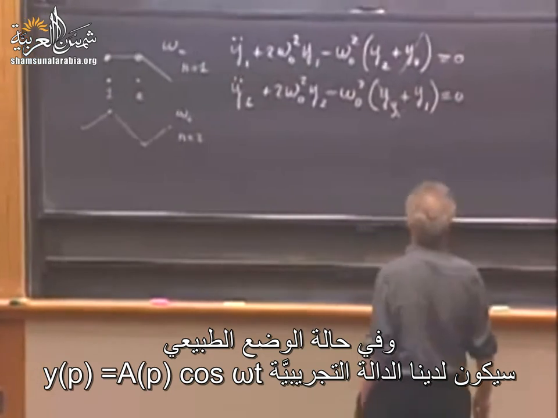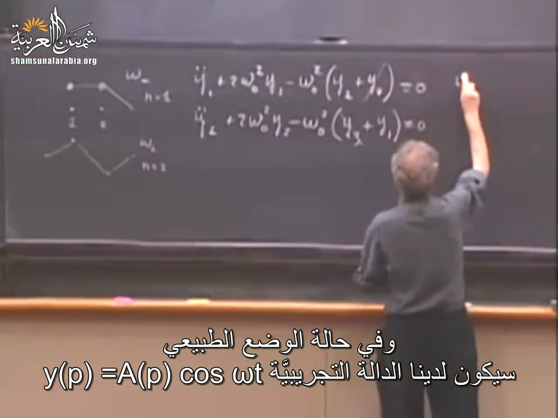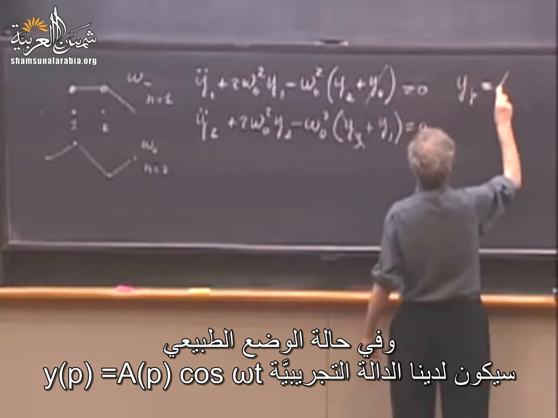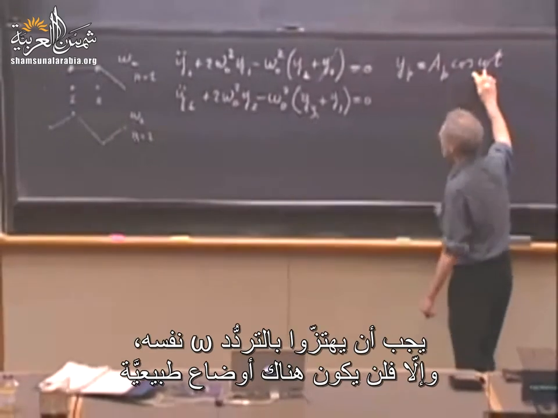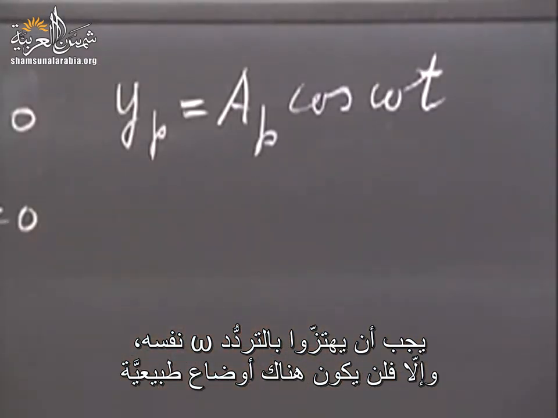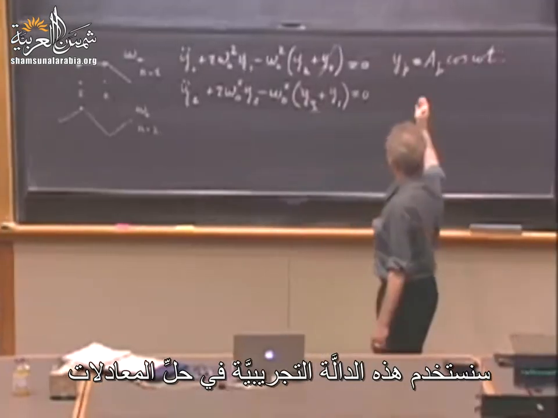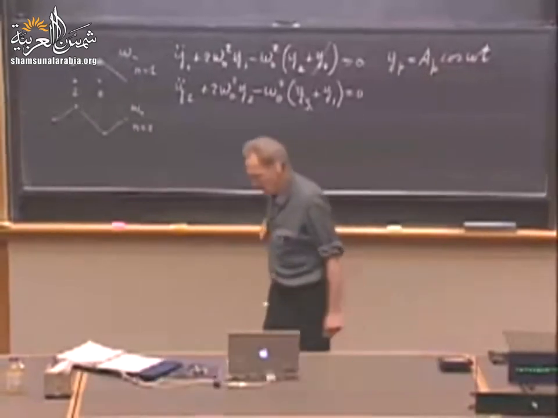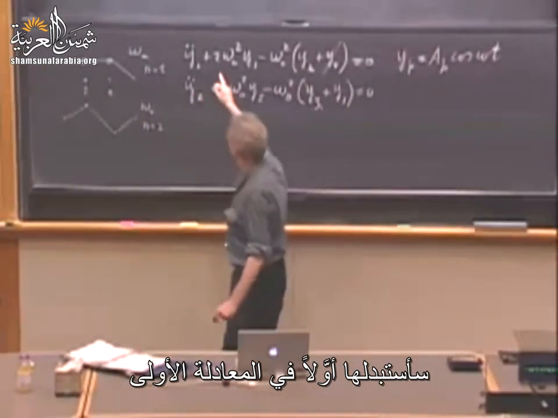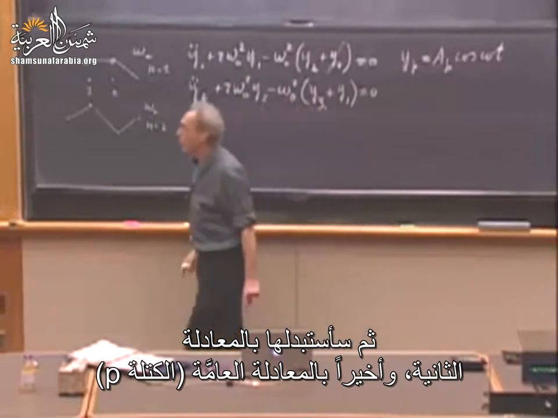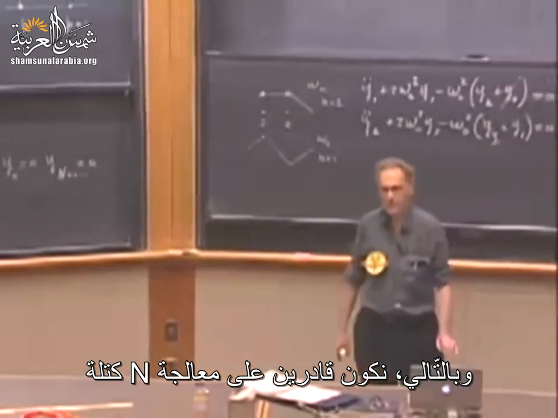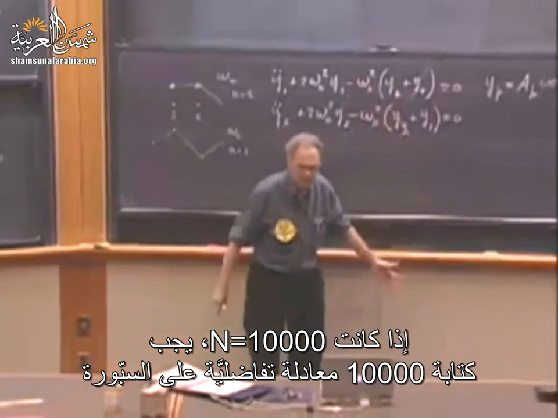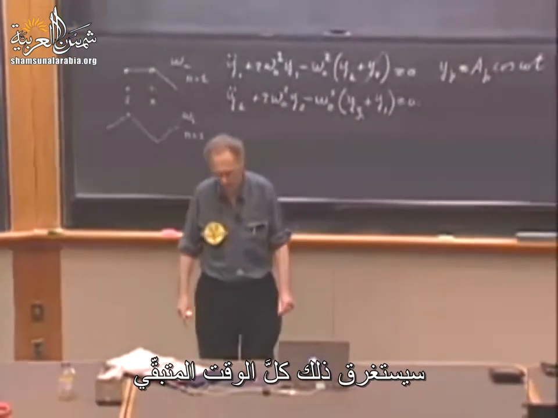And in the normal mode situation, we are clearly going to put in as our trial function cosine omega t. They must oscillate with the same frequency omega, otherwise we wouldn't be dealing with normal modes. And so these are our trial functions that we're going to put in these equations. We will put them in number 1, we're going to put them in number 2, and then we will put them in particle number P, and then we can go all the way to N. And if N is 10,000, we have to write down 10,000 differential equations on the blackboard. And that will take the rest of the hour.